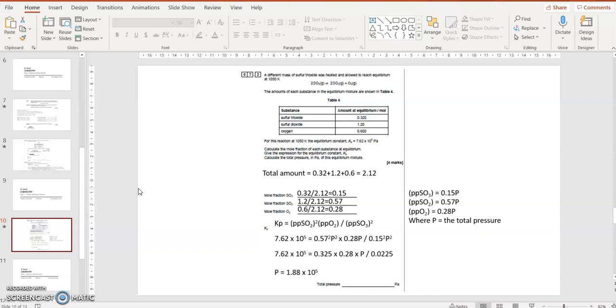A tricky question that, because they've not given you the total pressure. You need to put that in as a letter and work it out. They gave you the Kp and wanted you to work out the total pressure rather than the other way around.